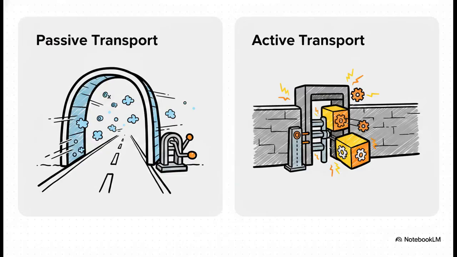Think of transport across this barrier exactly like city infrastructure. Passive transport, that's like an open freeway. Small, uncharged essentials like oxygen and carbon dioxide, as well as molecules that dissolve in fats, can cross freely without the brain expending any energy at all. But then we have active transport. Because the brain needs heavy, specific cargo like glucose for nutrition and amino acids for building proteins, it uses active transport systems. These are like energy-expending toll booths that actively pump these vital, larger molecules from the blood directly into the brain.